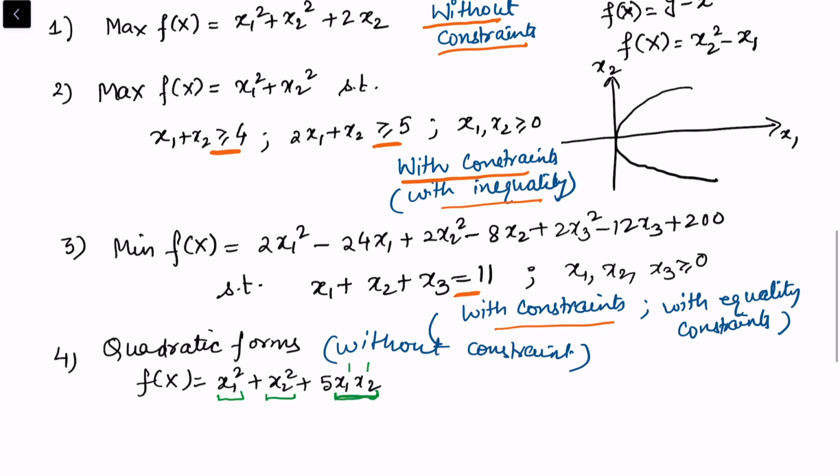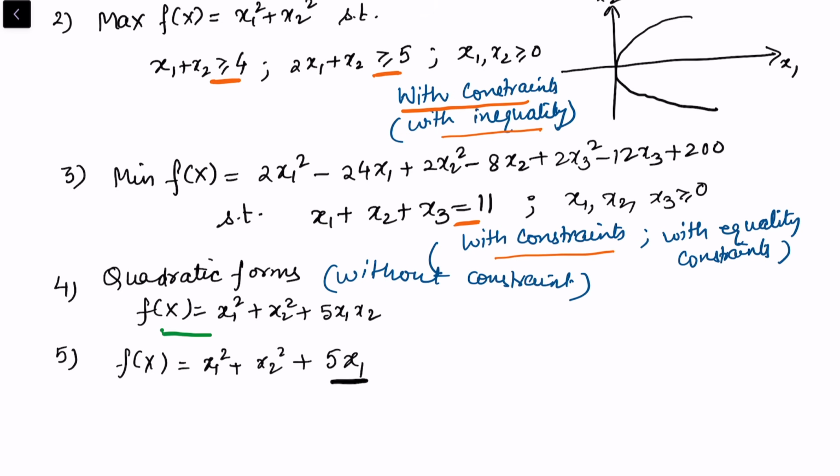If I take another example, something like this, f of x equal to x1 square plus x2 square plus 5 times x1. Now this is not called quadratic because here this term has degree only 1. So we can see that whether the function has a quadratic form or a non-quadratic form, that further becomes a category in the questions without constraint. And we'll be learning the concept of Hessian matrix or bordered Hessian matrix.